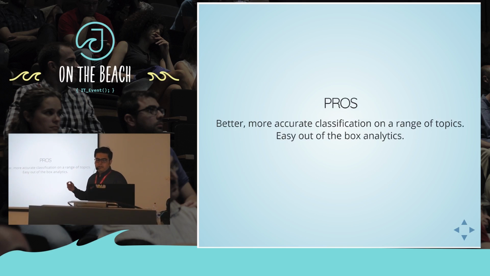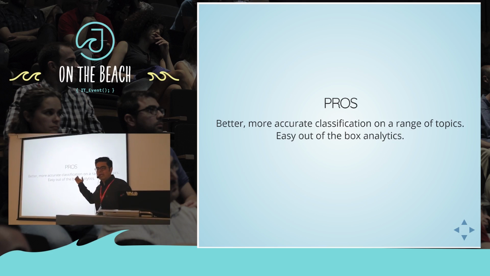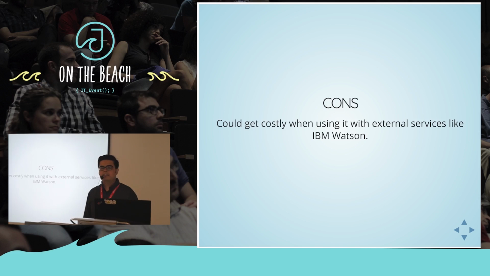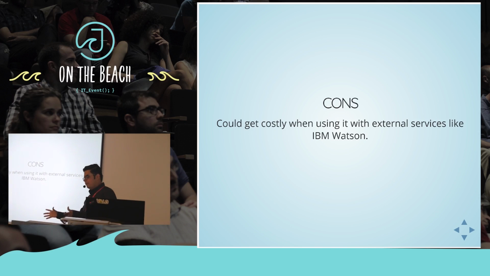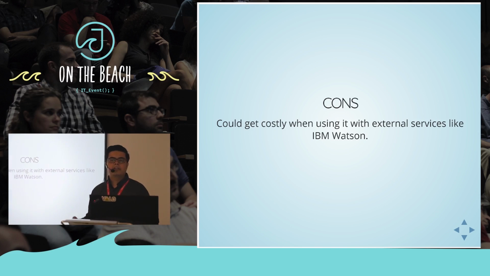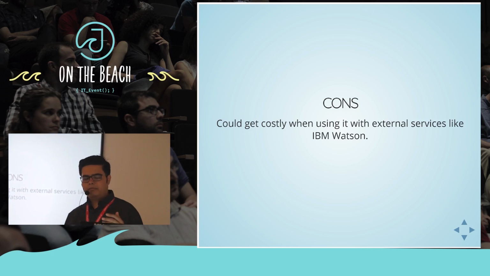The pros are that you get very accurate classification on a range of topics, as I mentioned earlier, and it gives easy out-of-the-box analytics. The only bad side is it could get really costly. So if you're using 5 classifiers full of IBM Watson, then that's like $100 a month. It's still quite cheap, to be honest, but depending on what you're doing, it could get really expensive.